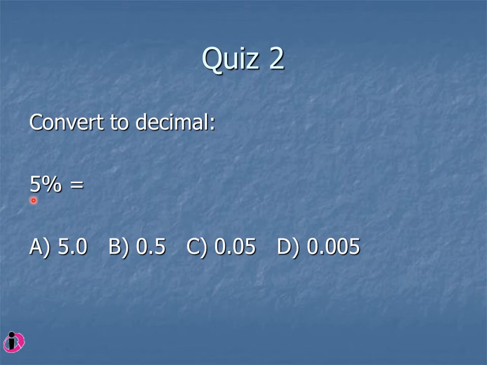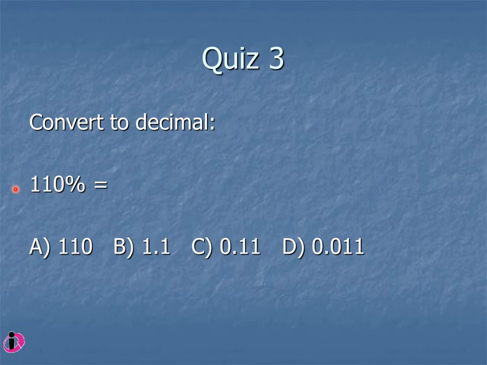How about this one? 5%. Convert it to decimal. Move the decimal point 2 positions to your left. Now you assume there are plenty of zeros in front of the 5, right? So that becomes 0.05. So the right answer is C again.